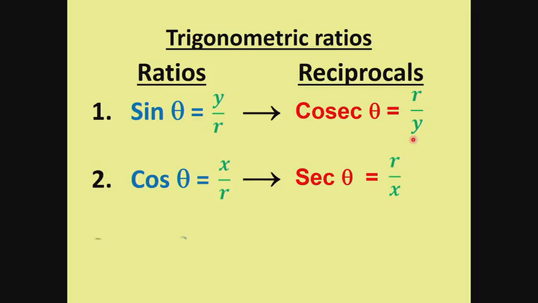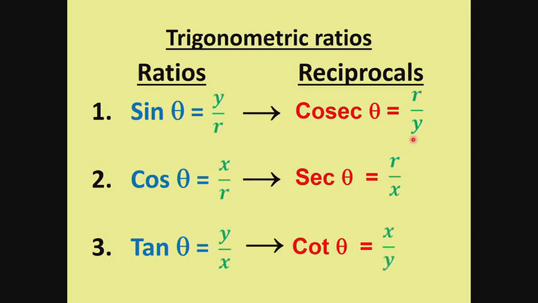And then our third one is if we say tan theta. What is tan theta? We know tan theta is y over x. The reciprocal of tan is cot. So if tan is y over x, cot is x over y. You with me, grade 10s?